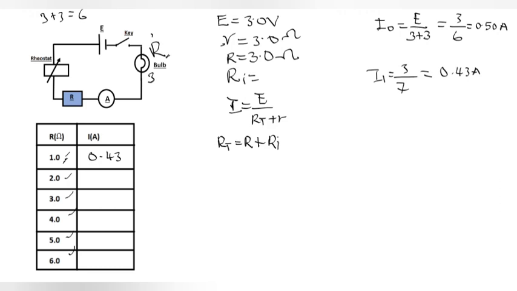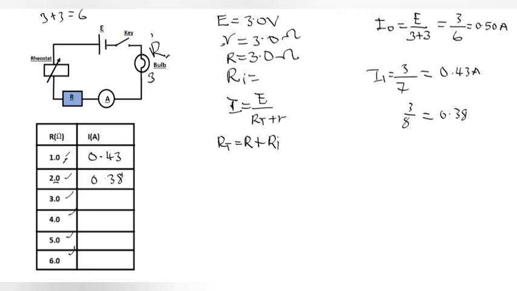Then for the next, I'm going to add 2 to 6, that's 8. So I'm going to have 3 divided by 8. So I2 is going to be 3 divided by 8. That's going to be equal to approximately 0.38. So I have 0.38 here.